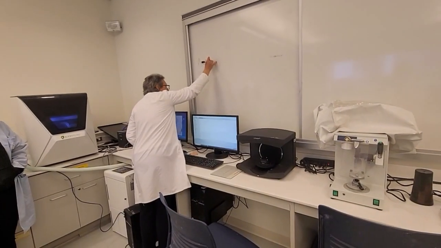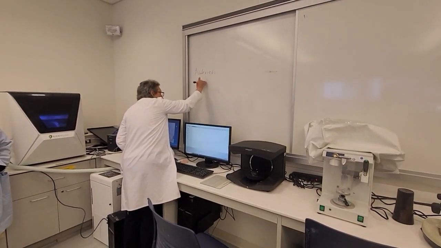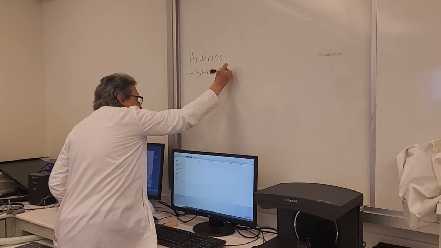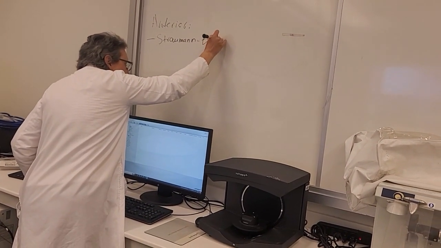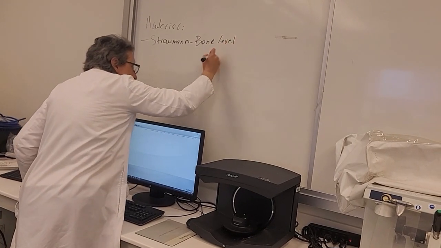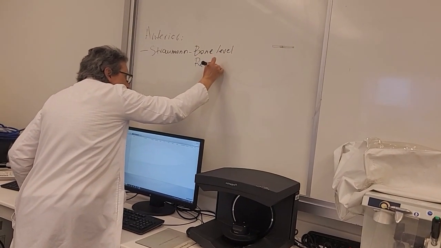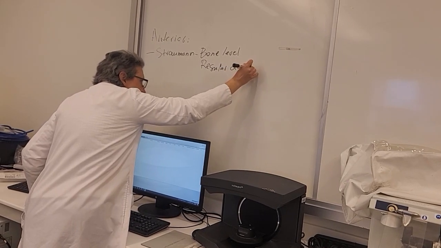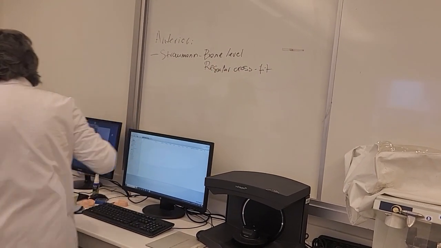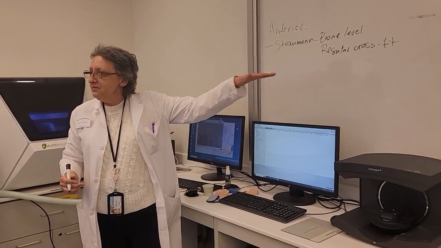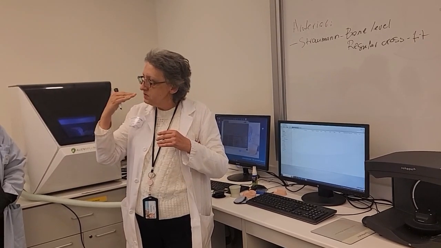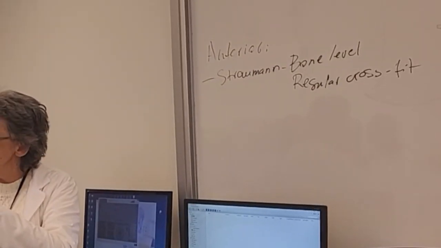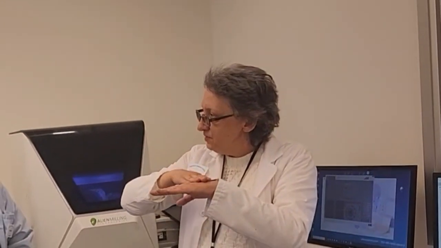So for the anterior, we're using Rement, and it is on level, and regular crossfit. What's that supposed to mean? That means that the implant is not placed above the bone. So the platform of the implant is placed exactly at the level of the bone.